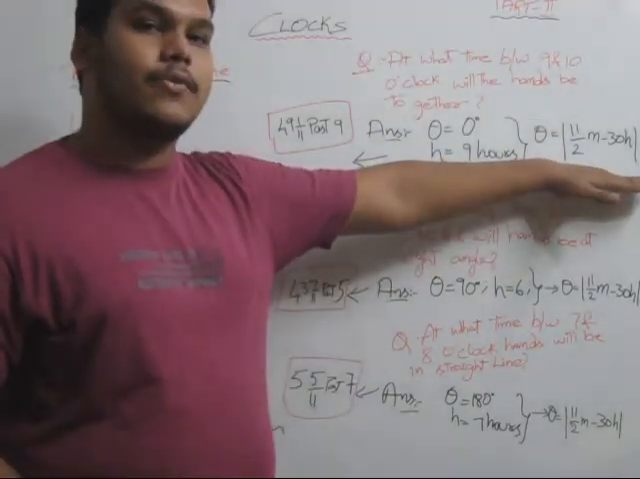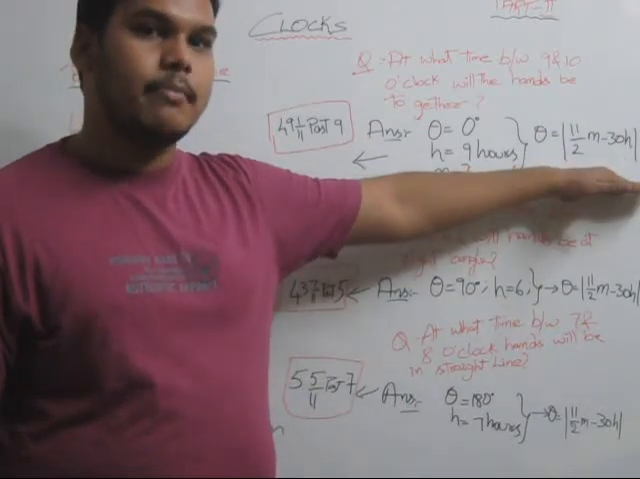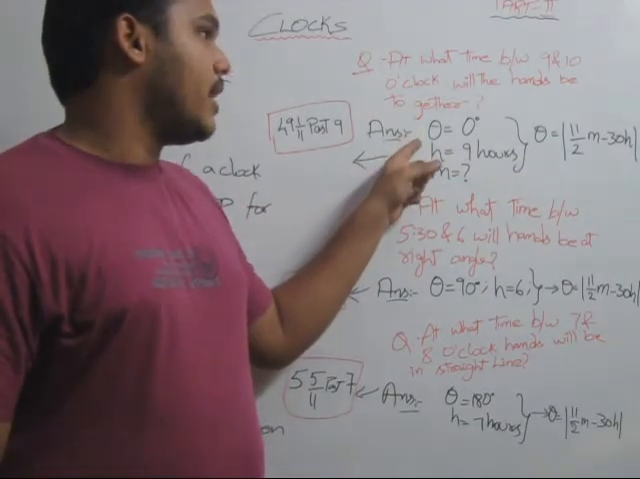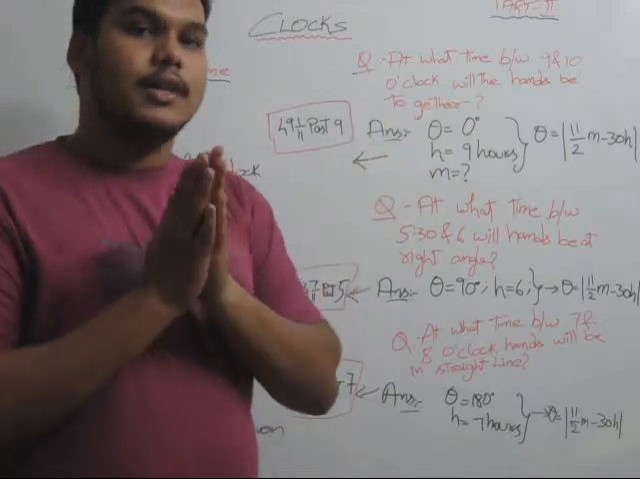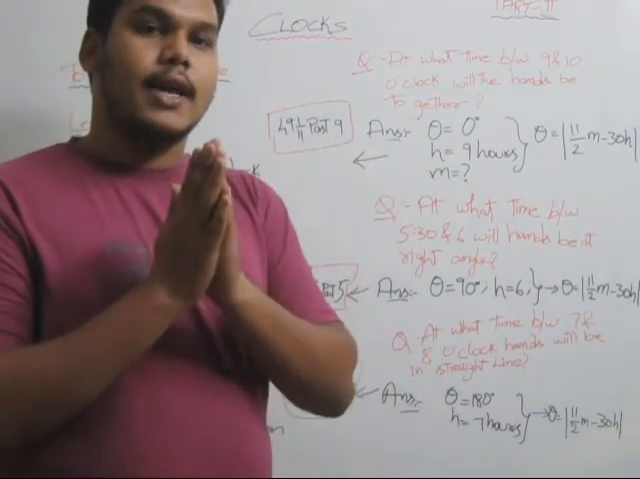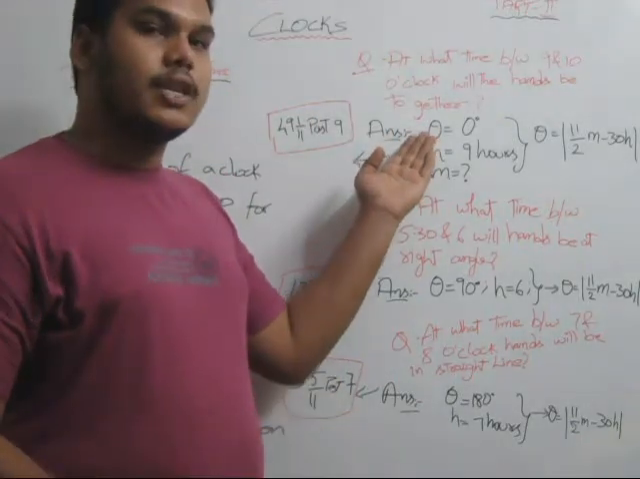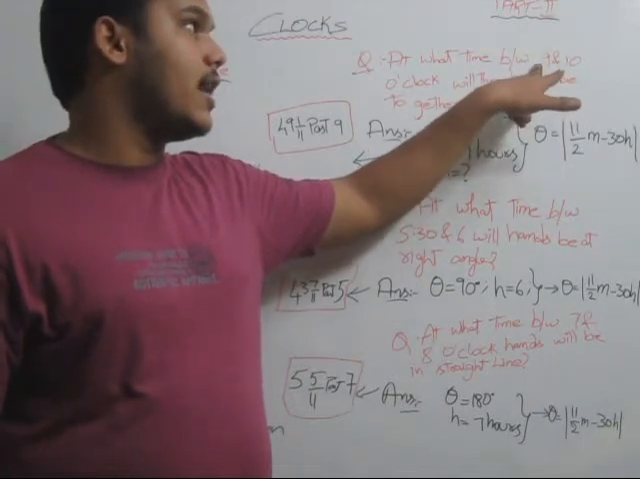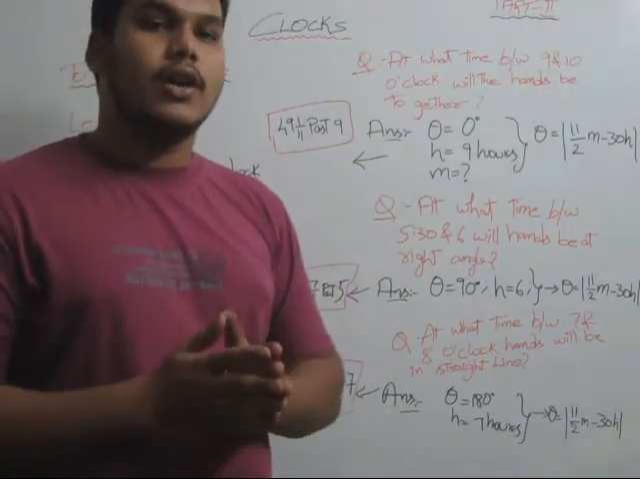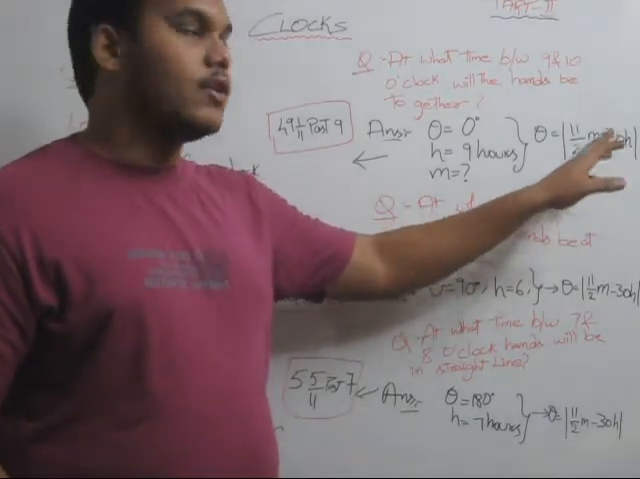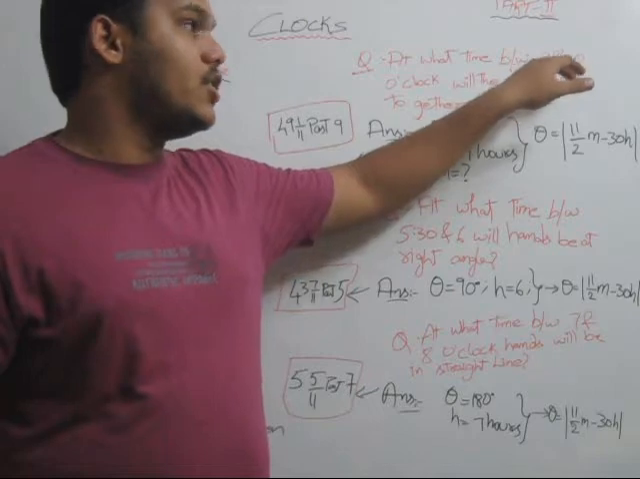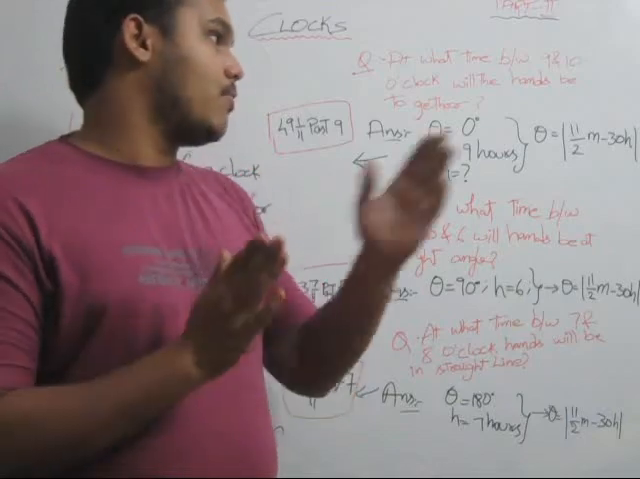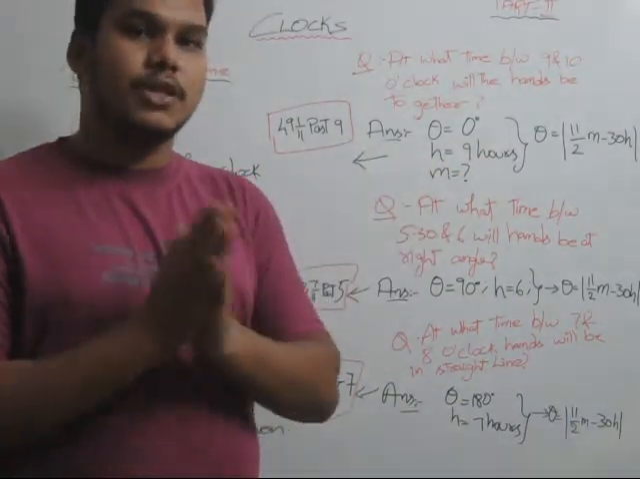So by using the formula theta equal to modulus of 11 by 2 m minus 30h, which is so familiar to us, we can do this problem by taking theta as 0. As he mentioned, the hands are together, that is there is no angle between the two hands, so the theta value is 0. And as he mentioned the 2 hours, that is 9 and 10, we want to substitute one of them in the place of h. You can take either of these two, but my suggestion is, depending upon the options he mentioned, you take the value of h so that it would be easy for you.